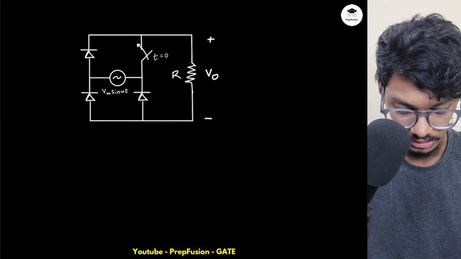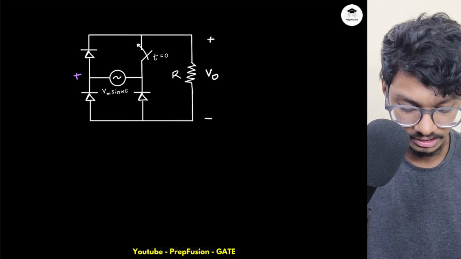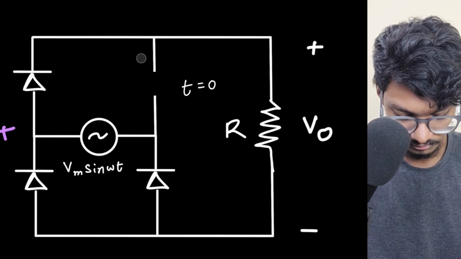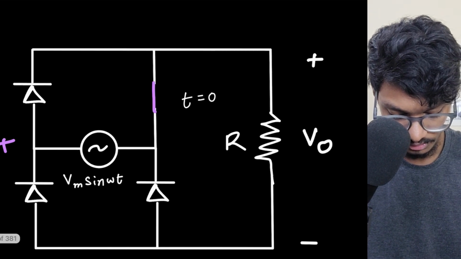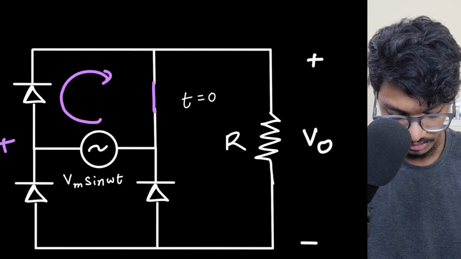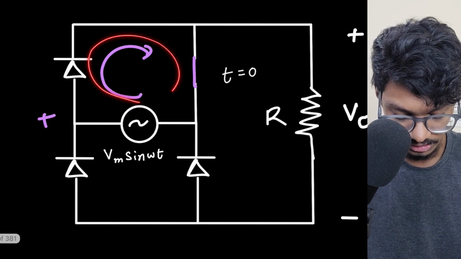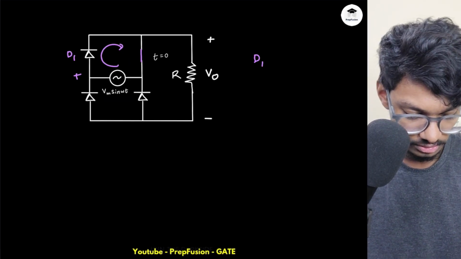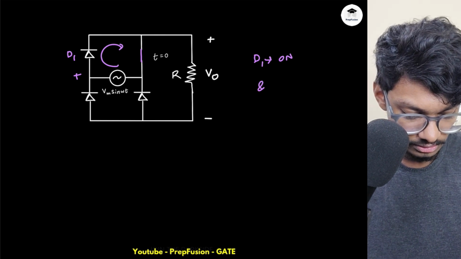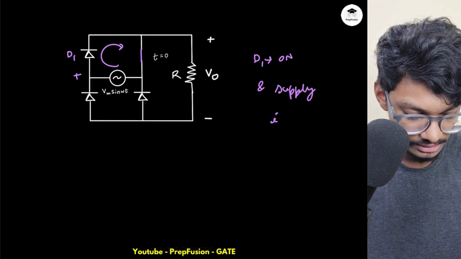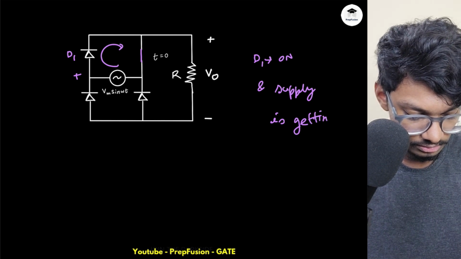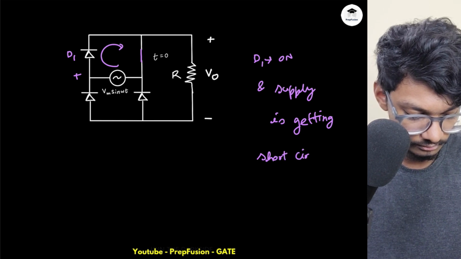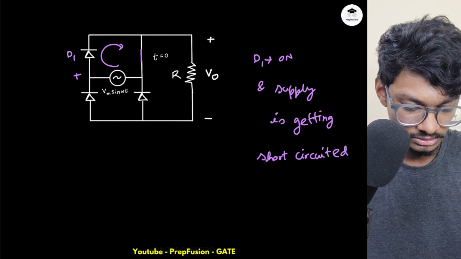Here I am getting some plus voltage. Let's start at omega t equals 0 plus, and here this is closed. So this loop is getting completed. Let's name this diode D1. D1 is on, and the supply is getting short circuited.